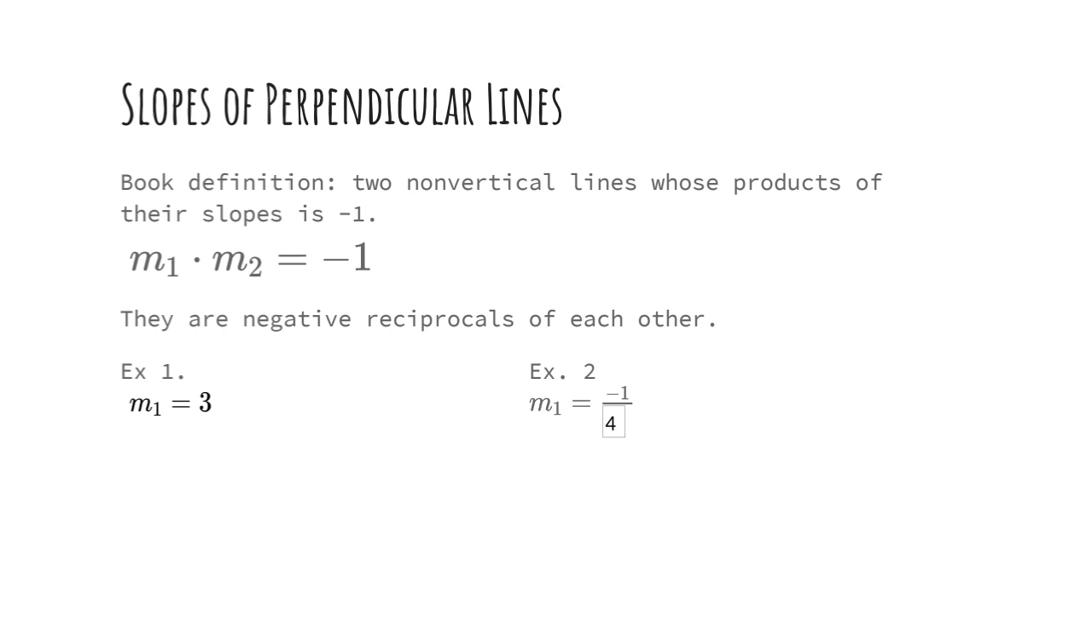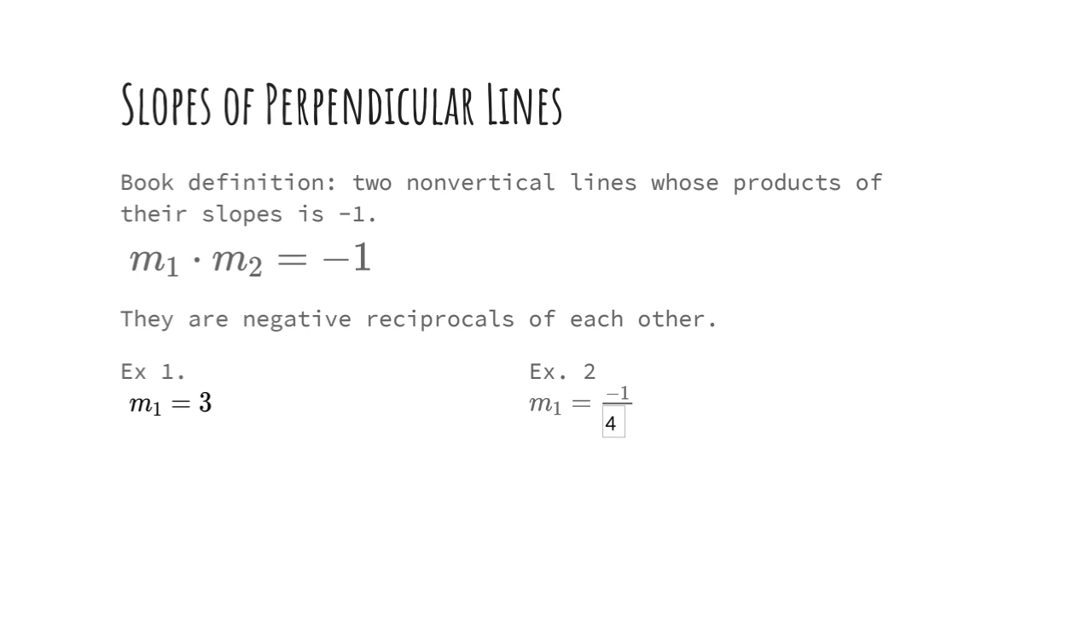All right, so slopes of perpendicular lines. Your book states that slopes of perpendicular lines are two non-vertical lines whose product of their slopes is -1. So if you take one slope, multiply it by the other, and you get -1, that means they are perpendicular to each other.